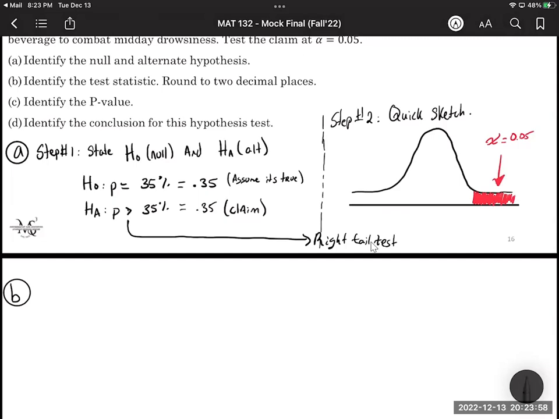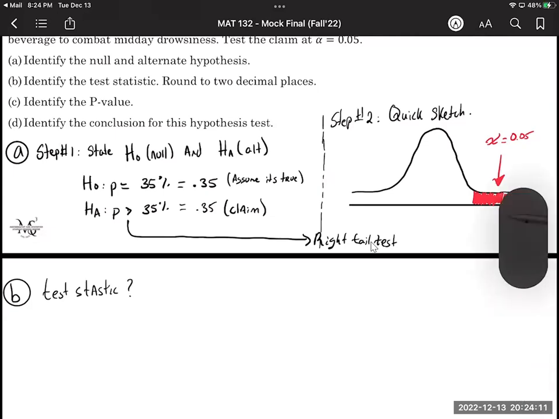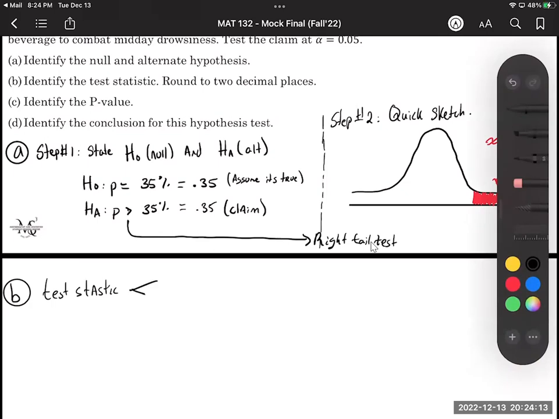There you go. So for part B, the test statistic here, what do you think it's going to be? We have 2 options. For the test statistic, do you think it's going to be Z or T? T. It's going to be Z.